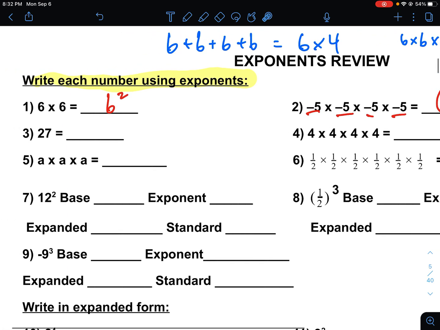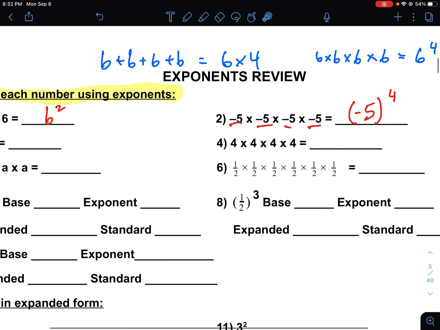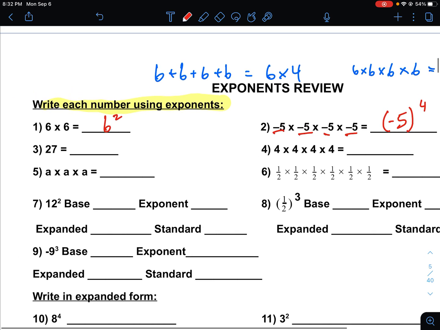We're going to give you an example later of something that is very similar to this, but completely different. So you do need to put the parentheses around it when you have repeated multiplication of negative numbers.